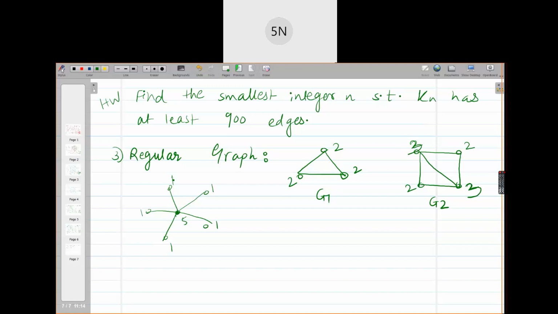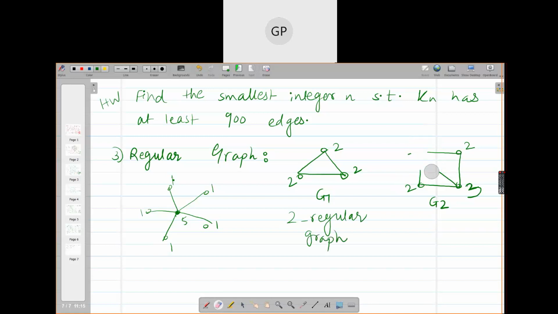Yes, ma'am. So if you consider a fixed positive integer k, and if you find that the degree of each vertex in the graph is that positive integer, then the graph is said to be a k-regular graph. So this is a 2 regular graph, because the degree of each vertex is 2.